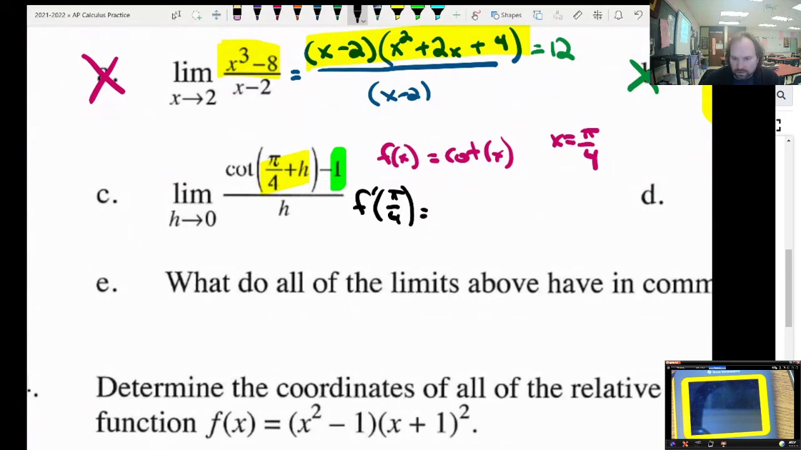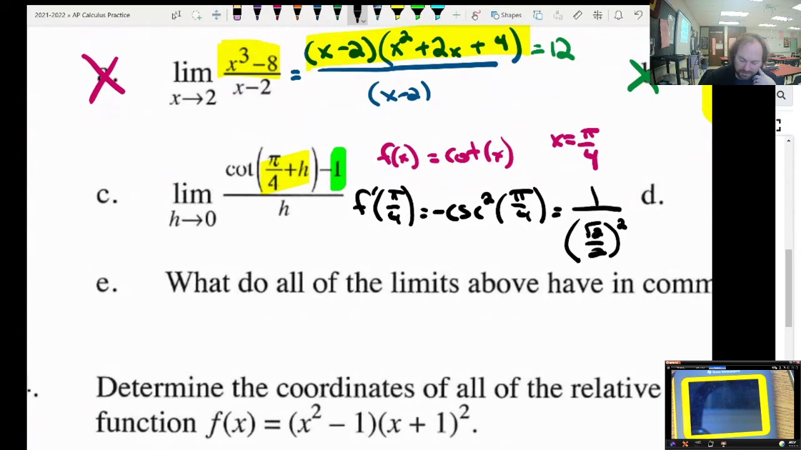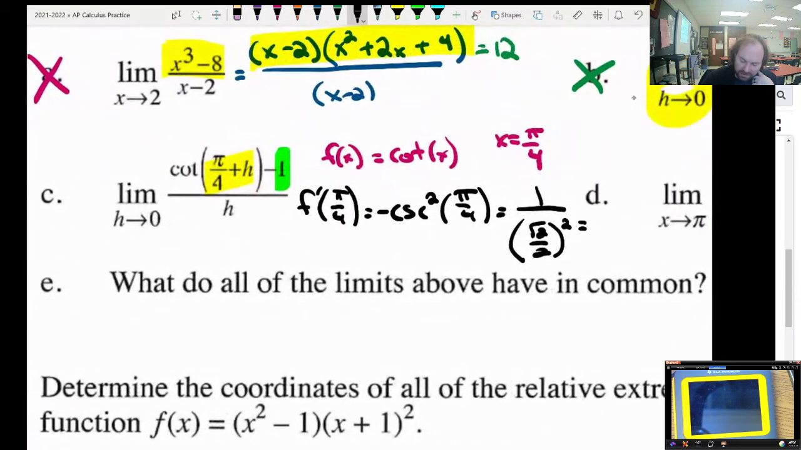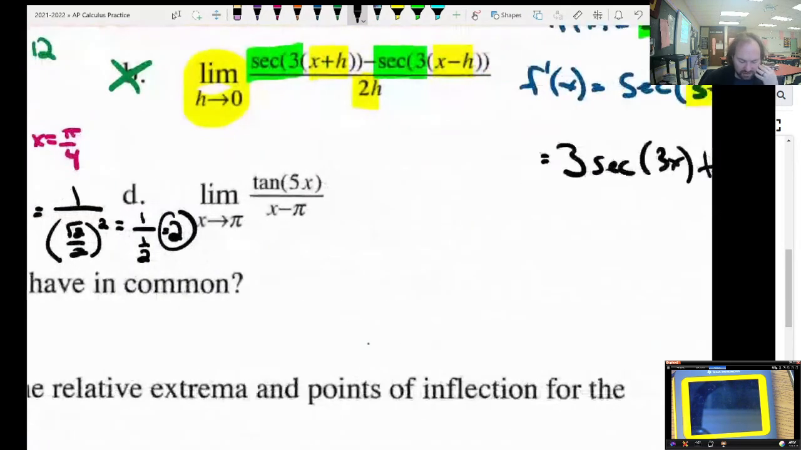The derivative of cotangent is negative cosecant squared of x. So really, negative cosecant squared of pi over 4. And, man, that sucks. This is 1 over the square root of 2 over 2 squared. Yikes. I hate this problem. I hate it so much. It's going to end up being 1 over 1/2. Yeah, 1 over 1/2, because it'll be 2 over 4, and then that's 2. I don't like that answer. That's dumb. I mean, it's just trig.